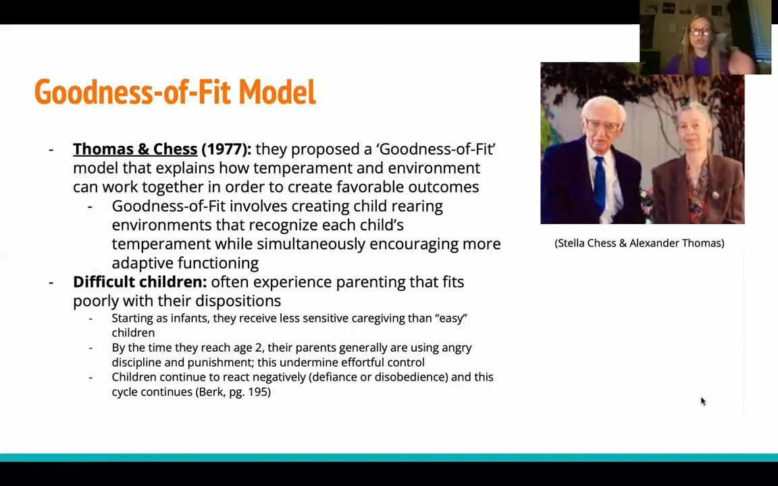When looking specifically at difficult children, they often experience parenting that fits poorly with their disposition. Starting as infants, they receive less sensitive caregiving than easy children. If they cry a lot, parents become frustrated and may not even realize that they are in turn possibly making the situation worse. By the time they reach age 2, their parents generally are using angry discipline and punishment. This undermines effortful control. So children will continue to react negatively, be defiant or disobedient, and the cycle just continues.